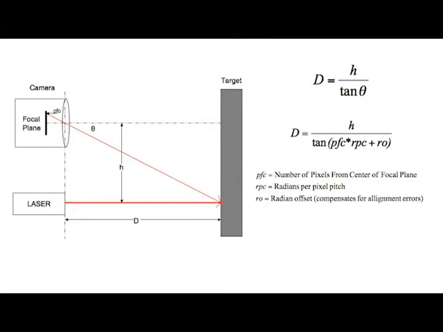Triangulation LiDAR range measurement technique sounds complicated, but it is just simple geometric calculations. As you can see in the diagram, the LiDAR configuration creates a right triangle. Basic geometry tells us that the distance to the target is equal to the distance between the laser and the camera, divided by the tangent of angle theta, where theta is a function of the number of pixels from the center of the focal plane, the radians per pixel pitch, and an offset term to compensate for error.